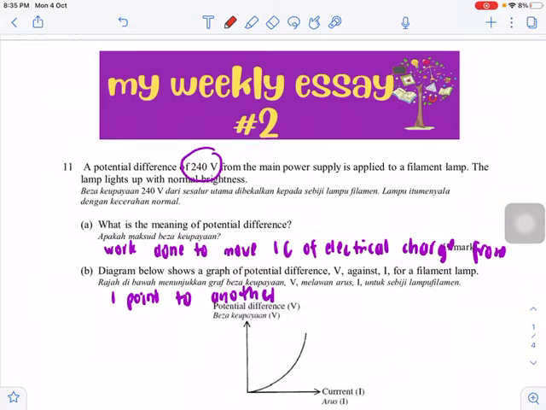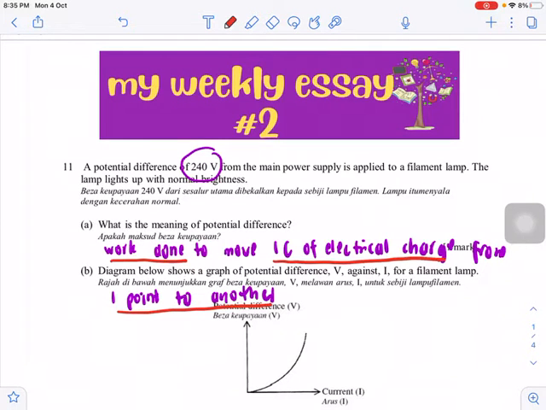Bila you buat satu-satu definition tu, dia punya keywords masih ada. Dalam this case dia punya keywords is work done. Work done tu wajib ada. To move one coulomb of electrical charge daripada one point to another. 3 point ni wajib ada.